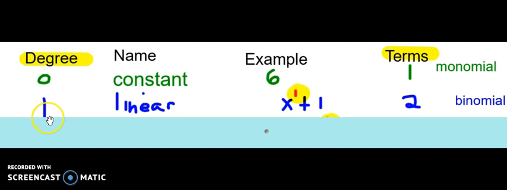If my degree is 1, for example, x plus 1, my degree is 1. We never write the 1 though. So that would be a linear term because this graph would form a straight line. So I have 2 terms here. There's 1 term, there's 2 terms, so that would be a binomial.